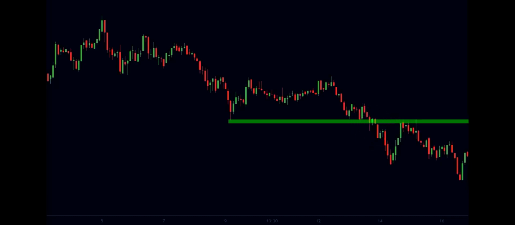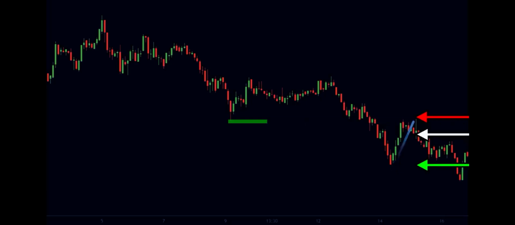Now, we want the price to make a pullback to this level. Here, the price makes a strong pullback right at the resistance level. So, we create a short-term trend line. The price breaks out of the trend line, and we enter here. We can keep our stop loss above the trend line, and we place our targets near the recent lows. As you can see, we achieved our profits in this trade.